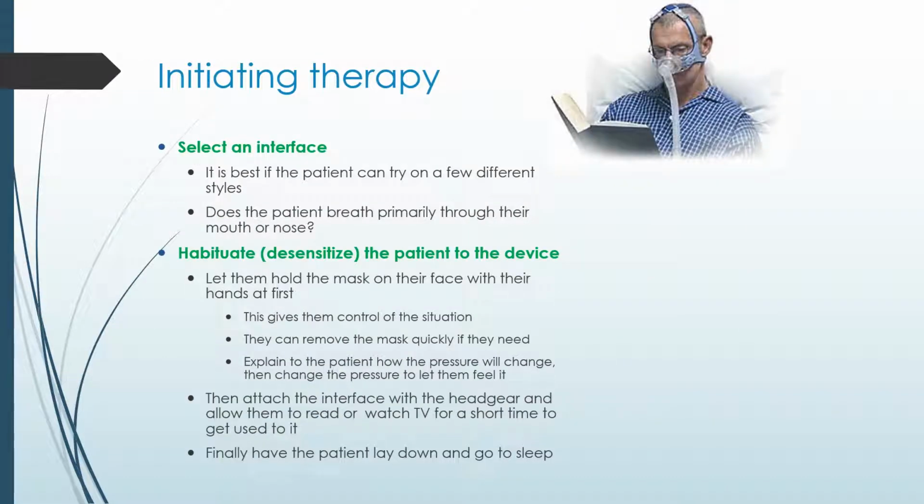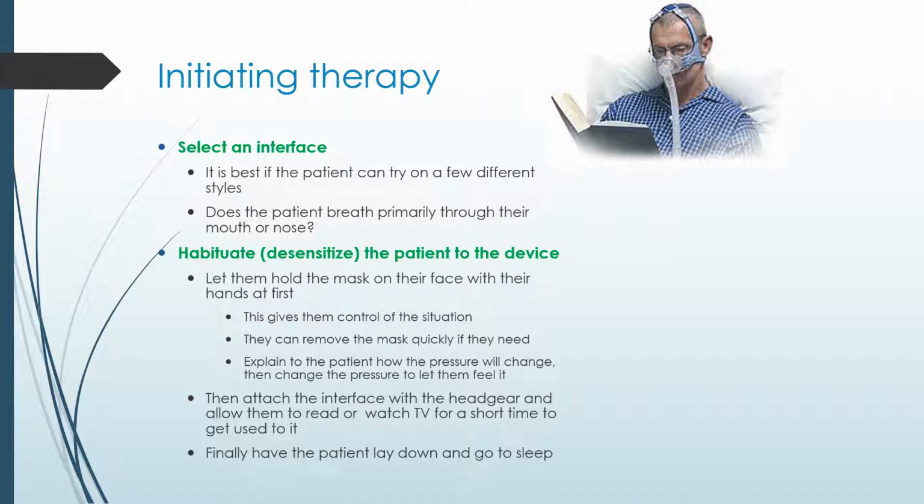So once the patient is at the sleep lab and they know they're there for a CPAP titration, the first thing you're going to do is have them select an interface device. An interface device would be how the CPAP machine is connected to the patient's face, basically. It's always best to have the patient try a few different styles or have them at least look at the different options. One important question is to ask the patient to plug one side of their nose and see if they can breathe through the other side, and then switch sides and do it the other way.